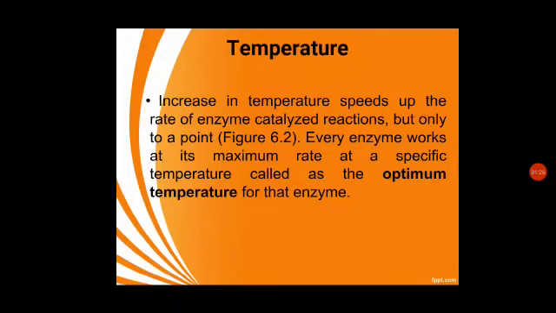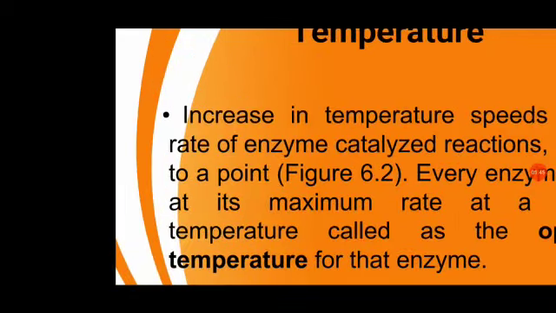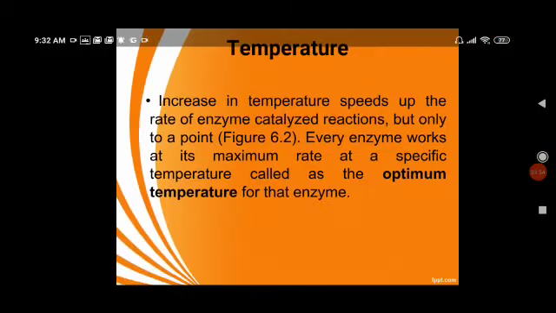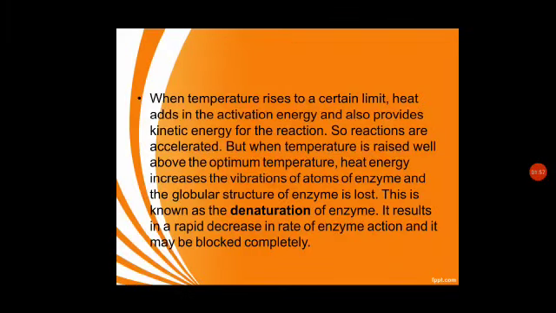First of all, temperature. An increase in temperature speeds up the rate of an enzyme catalyzed reaction, but only to some extent. Every enzyme works at its maximum rate at a specific temperature called the optimum temperature for that enzyme. So, the optimum temperature is that temperature at which the enzyme acts best. When temperature rises to certain limits, heat adds to the activation energy and also provides kinetic energy for the reaction. So the reactions are accelerated.